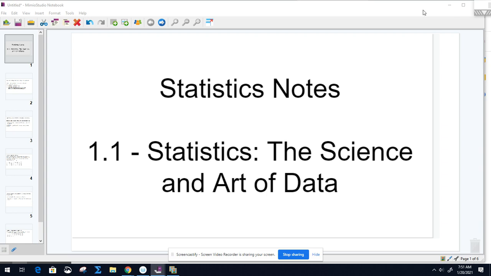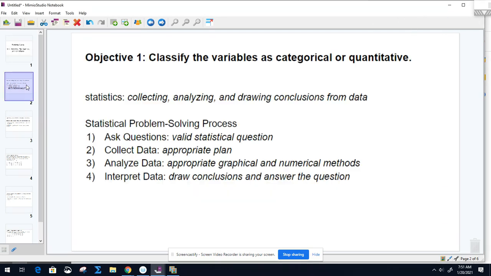All right, so we're going to get started here with 1.1. Very basic information, but very important information as we move forward. You'll see and notice that statistics has a lot of vocabulary in it. We use the vocabulary to define the math that we are finding. So this section is really about a couple of new vocabulary words and then turning that vocabulary into math numerical sense. So we're going to start off with the science and art of data.